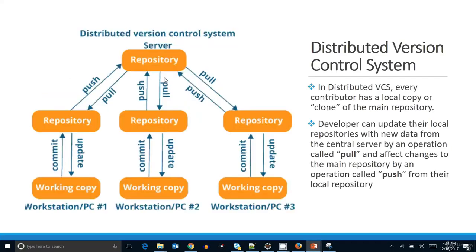Now let's see what the solution to this is. The solution to this problem is the distributed version control system. In a distributed version control system, we have some server or repository on which the pull and push commands will work. Pull and push means pull the latest code and push your changes.